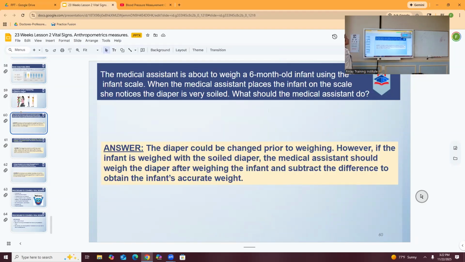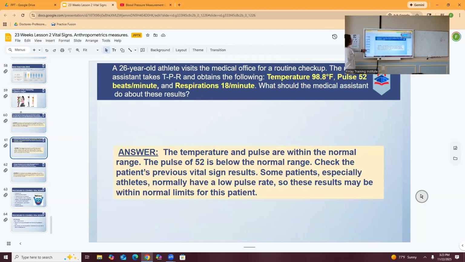Okay, the medical assistant is about to weigh a 6-month infant using the infant scale. When the medical assistant placed the infant on the scale, she noticed that the diaper is very soiled. What should the medical assistant do? Babies have a lot of clothes, or they pee a lot, or there might be dirty diapers. So we have to make sure that the diaper is dry. We're going to ask mom or dad to change the patient before using the scale.